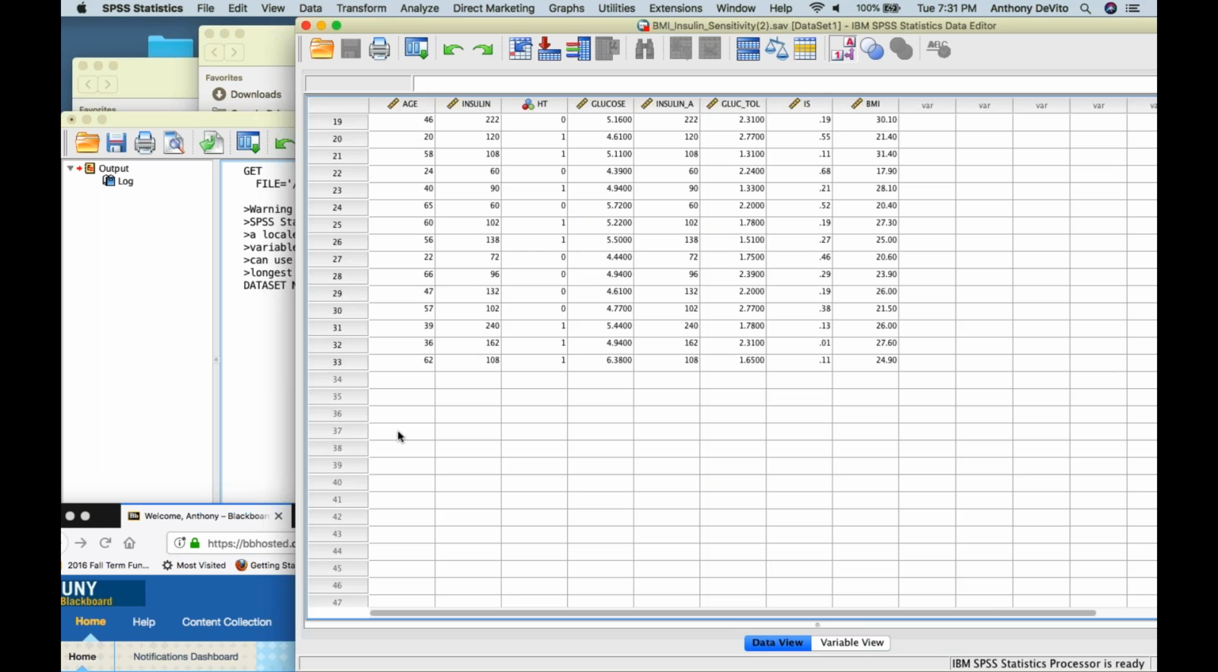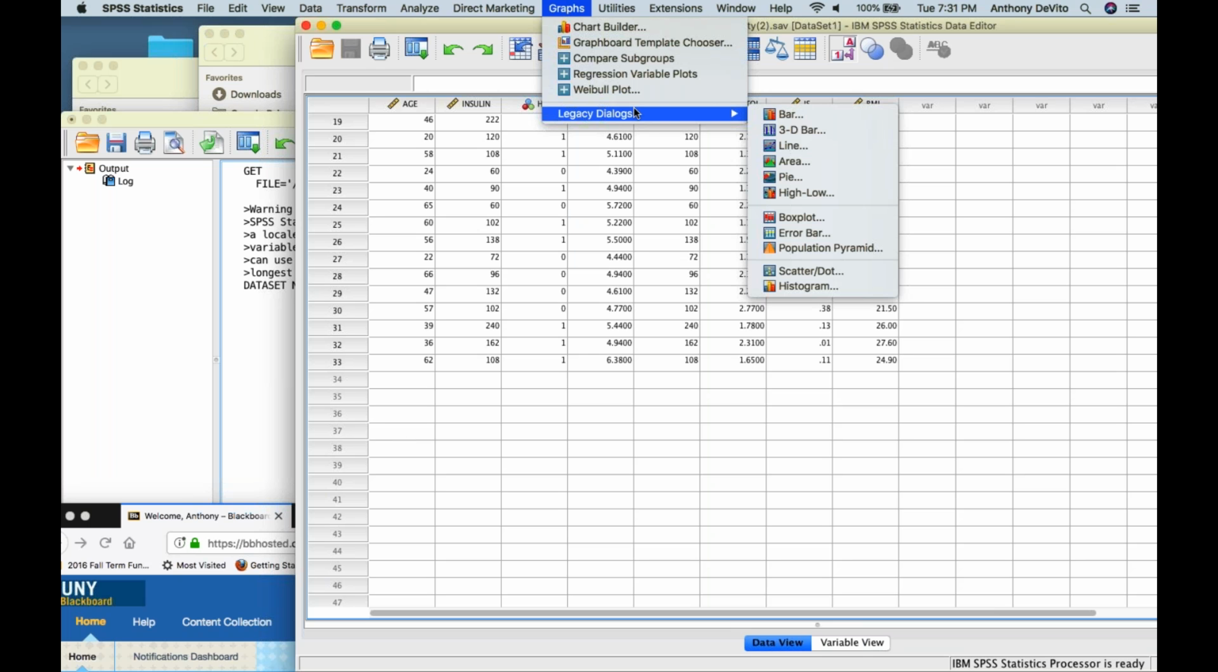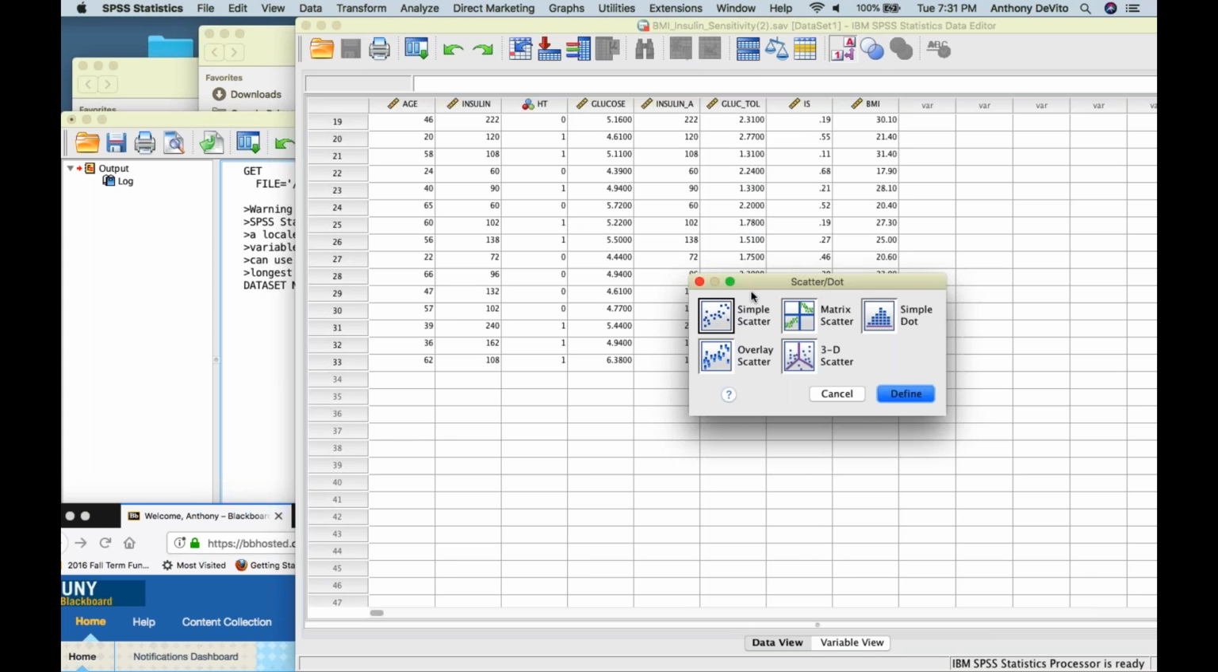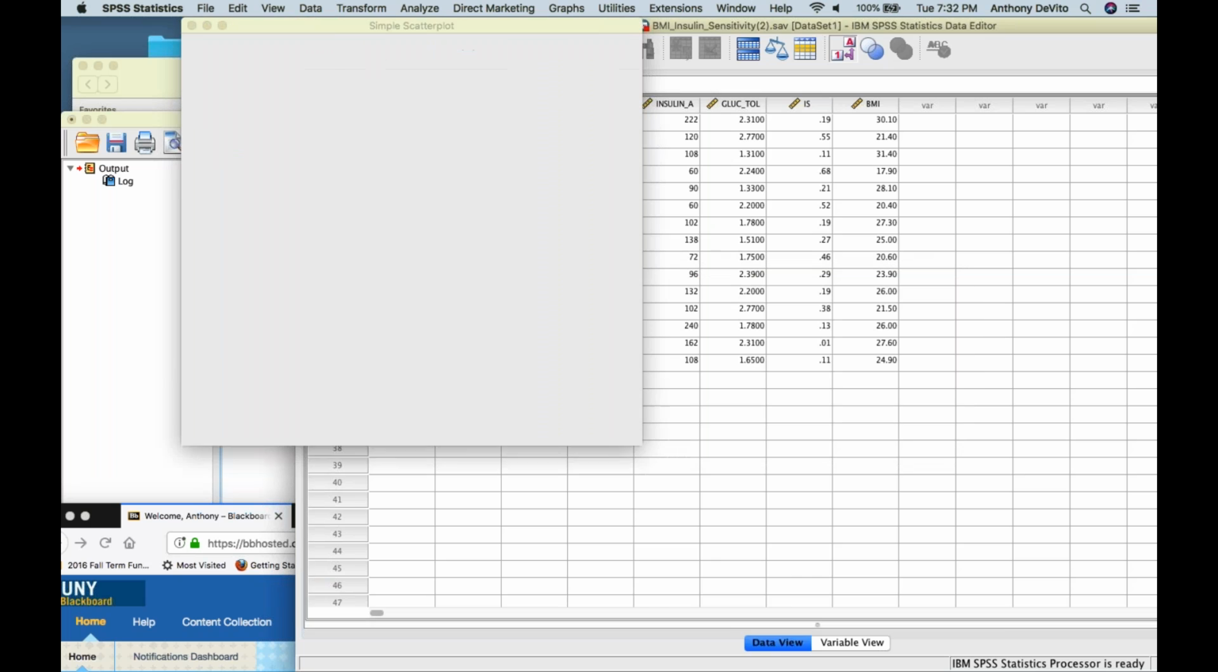Yeah, scatter plot. Let's do a scatter plot. Okay, yeah, graphs. I like using legacy dialogs because I am a legacy. So I go down to scatter plot. I'm going to choose a simple scatter plot. Notice that matrix one that's next to it. That's how you put in multiple variables and get, like, BMI versus insulin sensitivity, and then some other measure versus BMI and insulin sensitivity, and so on and so forth, and get a grid. But we're only comparing these two numerical variables.